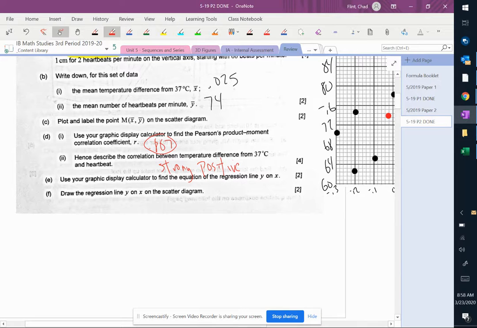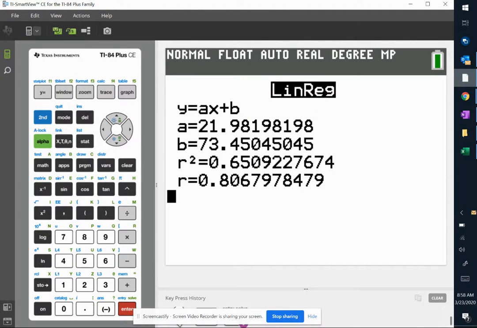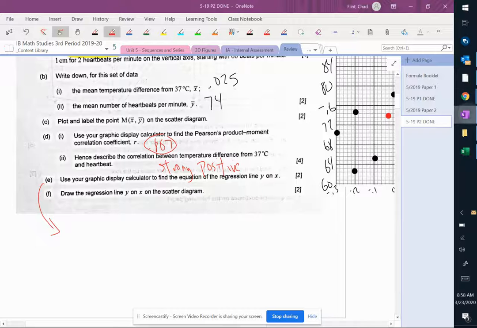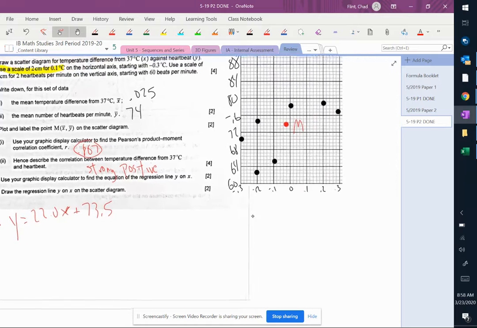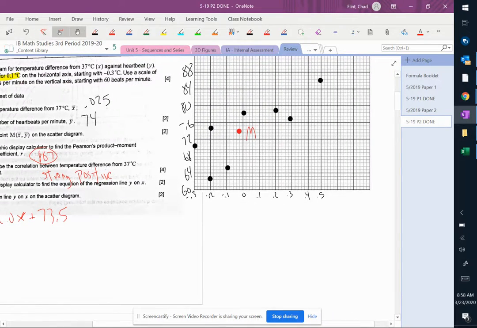And then it wants the linear regression line. So for E, Y equals 22.0x, which is going to be 22x, and then 73.5. So Y equals 22.0x plus 73.5. And then it says to draw that on there, it's got to go through that red dot.